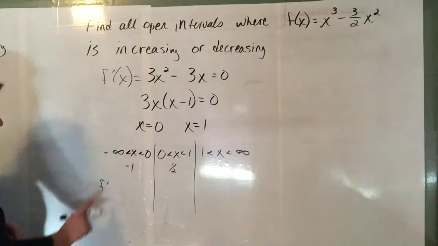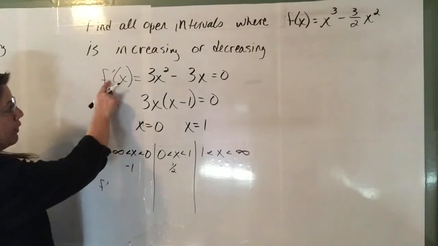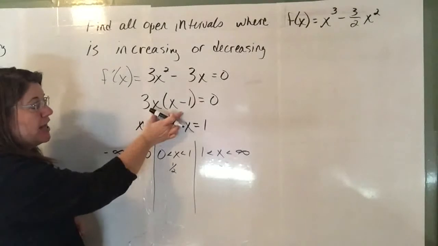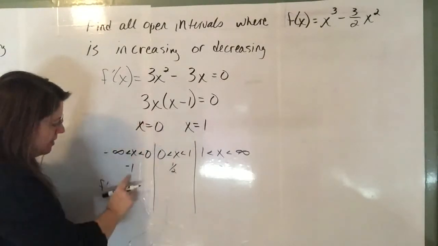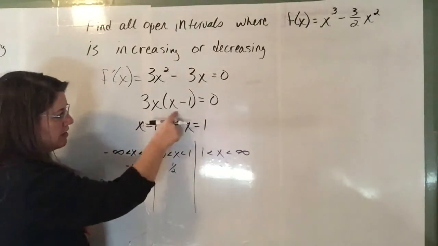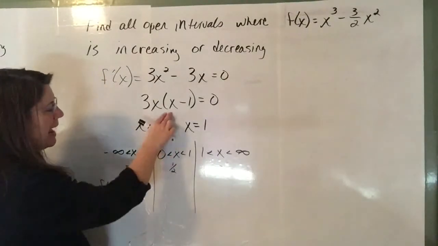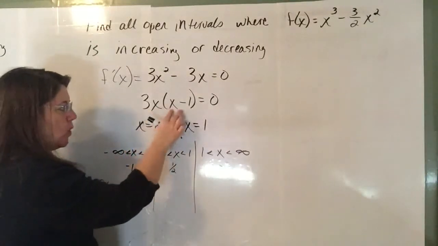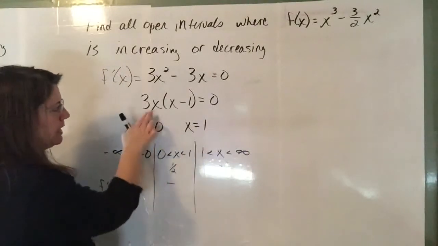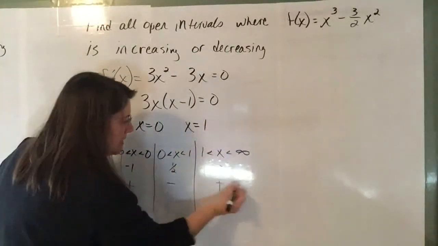So if I plug negative 1, a number within that interval, into my f prime function, I'm going to plug it right here because it's real easy to determine if it's positive or negative based on my factored form. So if I plug negative 1 in, this will be a negative. If I plug negative 1 here, that will be a negative. So a negative times a negative gives me a positive. That's all I need. If I plug 1/2 in, 3 times 1/2 is positive. 1/2 minus 1 is negative. So a positive times a negative is a negative. If I plug 2 in, 3 times 2 is positive. 2 minus 1 is positive. Positive times positive is a positive.